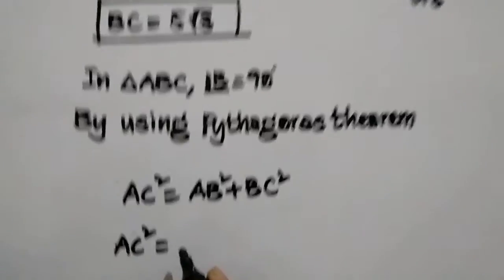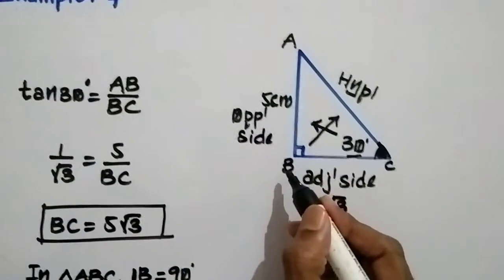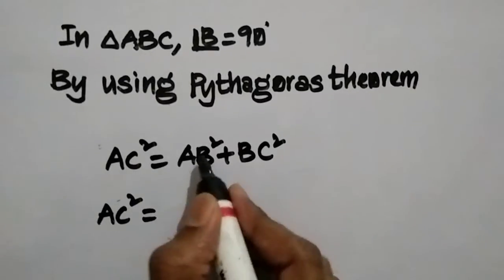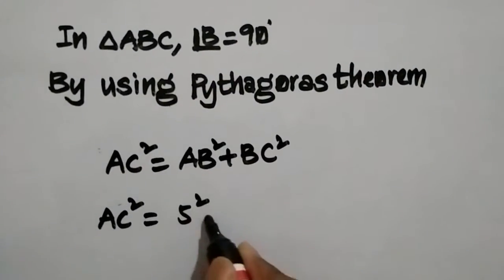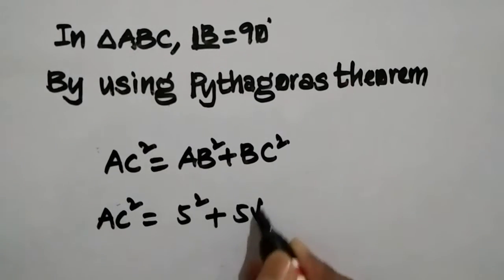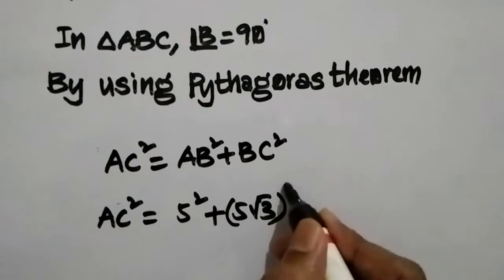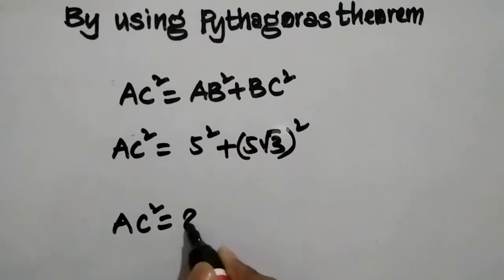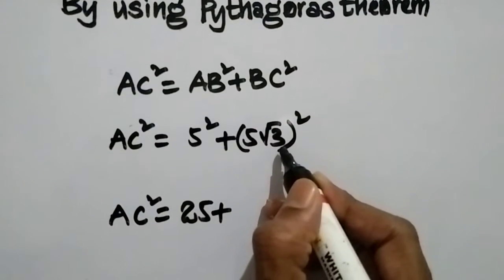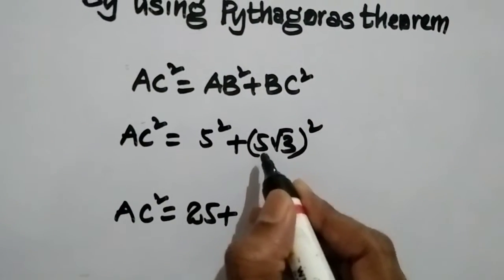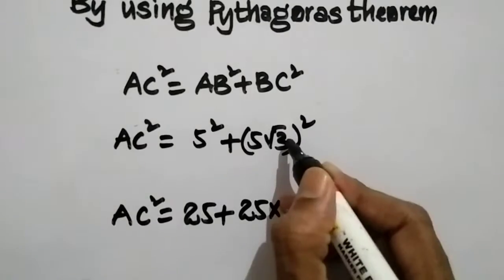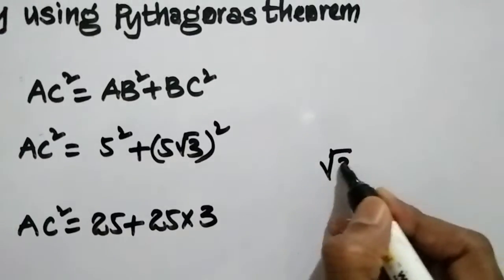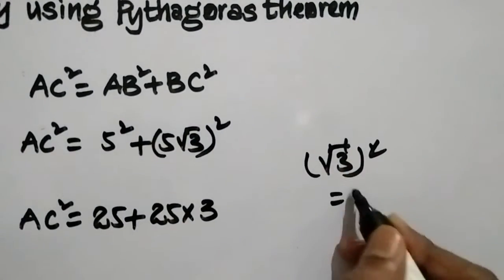Therefore, as it is we will write AC square is equal to AB square plus BC square, where the length of AB is 5 and BC is equal to 5 root 3, which we just now proved above. Substituting, AC square is equal to 5 square plus the whole square of 5 root 3. Now 5 into 5 means 25, plus 25 into root 3 whole square, where the square root and square get cancelled. Therefore, this is 3.